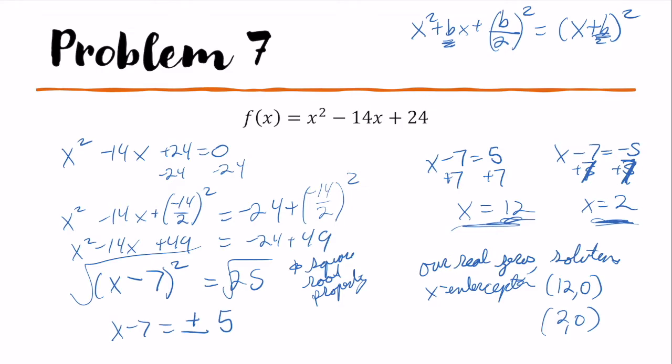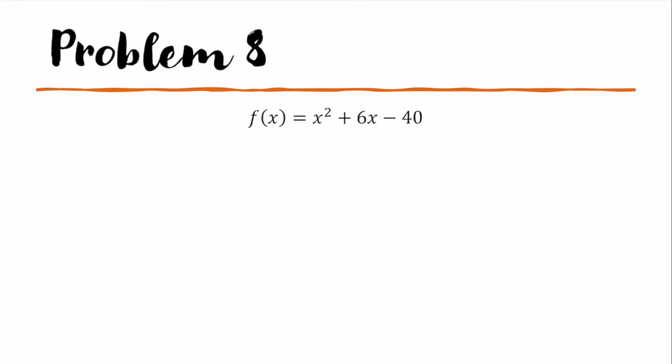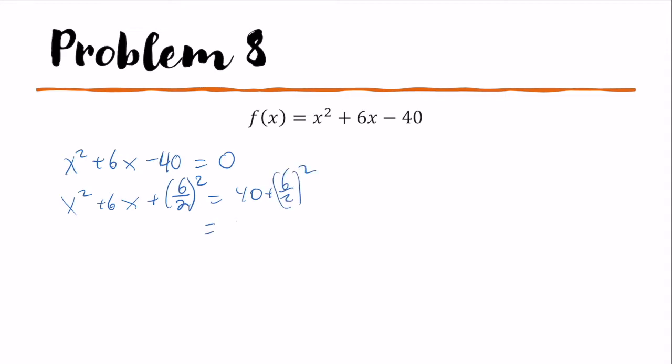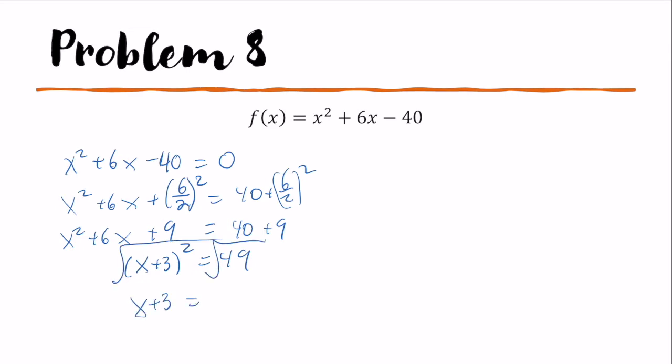Let's take a look at this next example. I have x squared plus 6x minus 40. I do the same thing we did before. Set it equal to 0. Move the 40 over to the other side and add my middle term divided by 2 squared. That gives me 40 plus 9, x squared plus 6x plus 9, which factors perfectly to x plus 3 squared equals 49. Then again, I use the square root property. I get x plus 3 equals plus or minus 7.